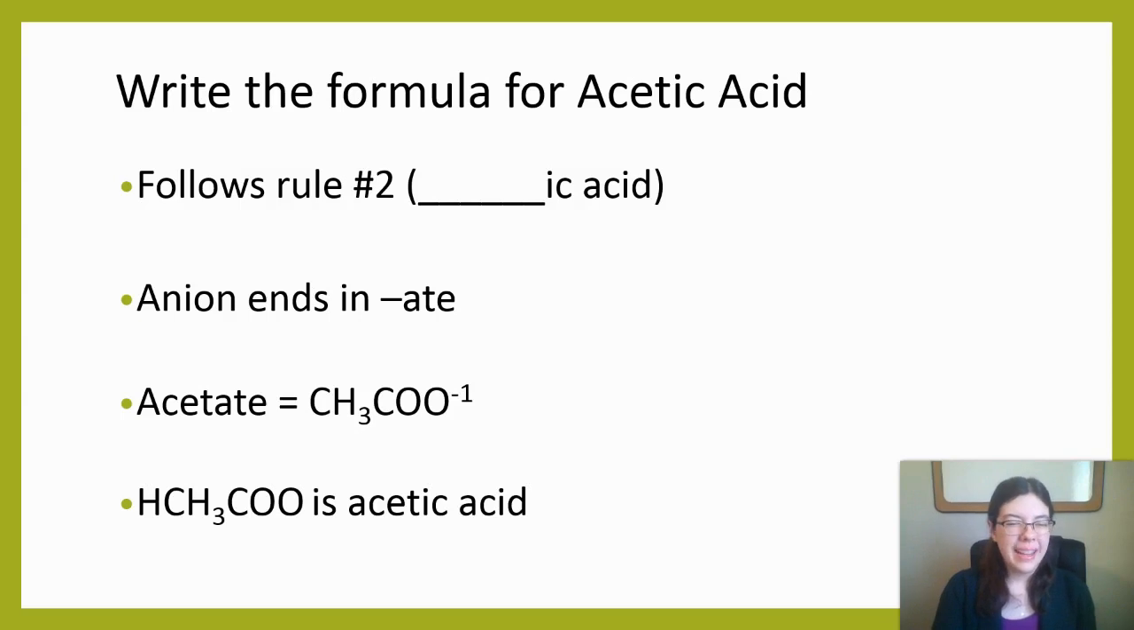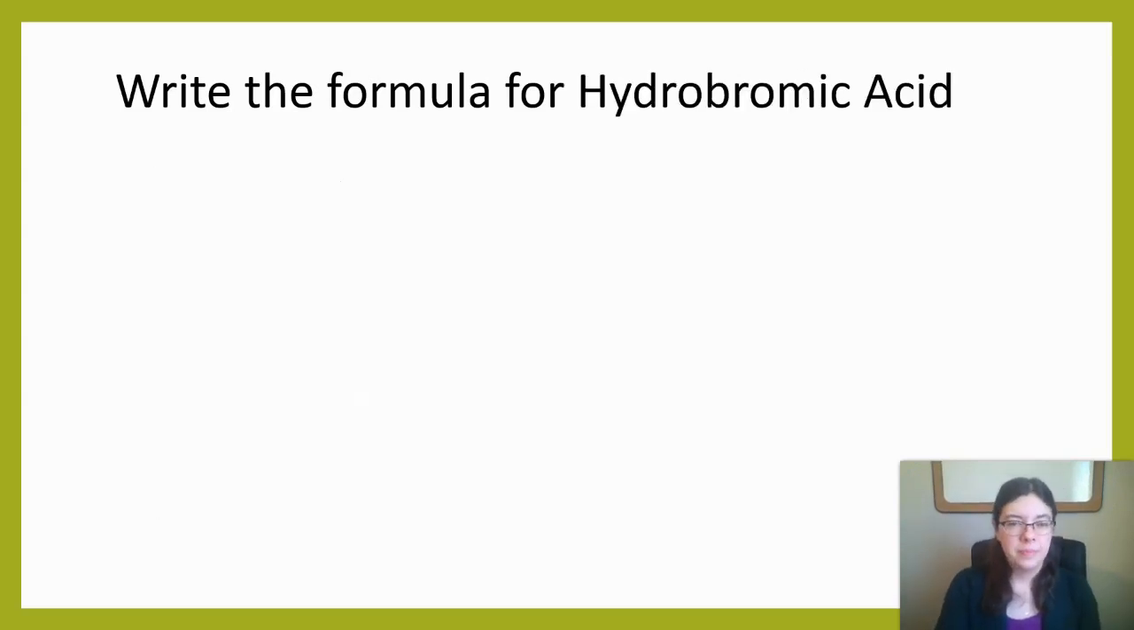So this one, it can be written a couple of different ways. Sometimes you see the H at the end. Sometimes we kind of group them together a little bit more. But HCH3COO is acetic acid. And again, that can be written a few different ways. So this is actually what's in vinegar.